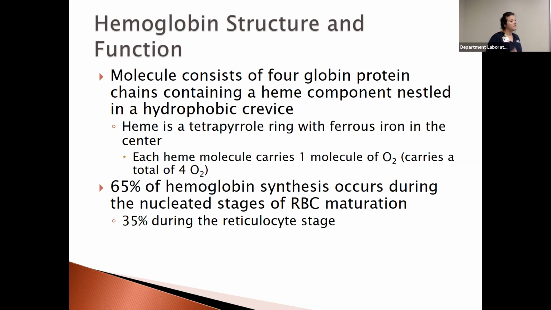You guys remember that 65% of our hemoglobin synthesis occurs during the nucleated stages of our red cell maturation. And then 35% of that hemoglobin is going to be made in the reticulocyte phase. All right, so after that reticulocyte phase, the red cell has all of the hemoglobin that it is going to contain throughout its life cycle.